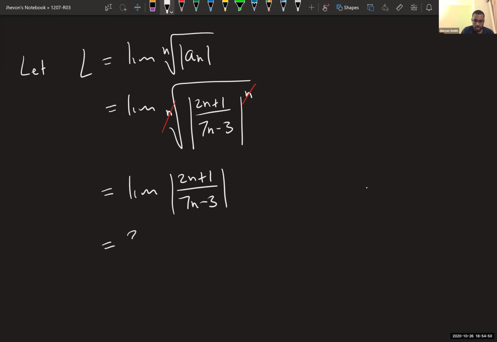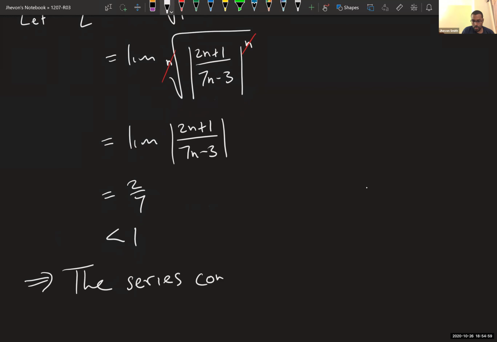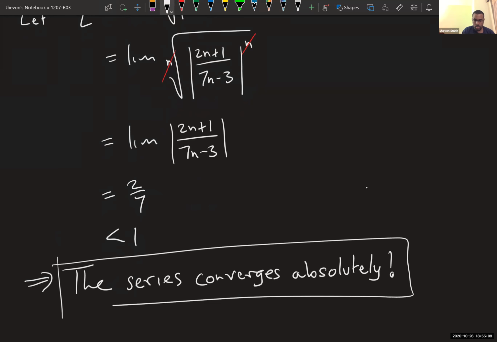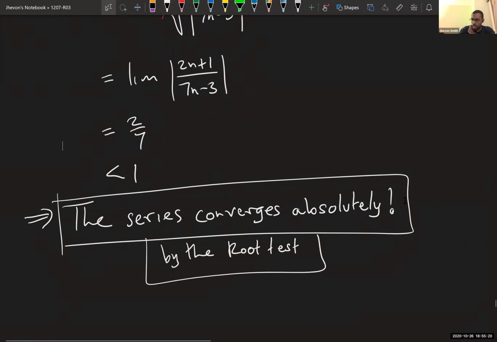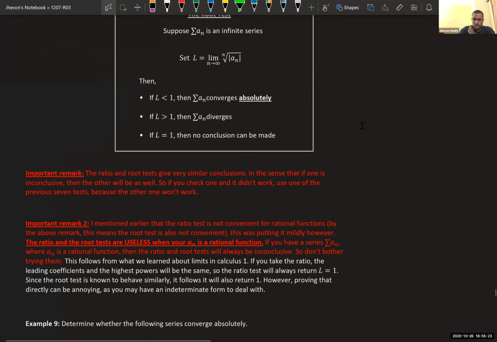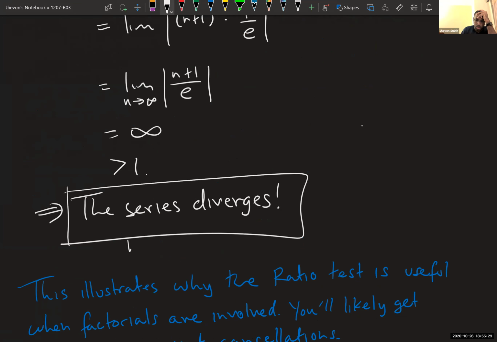Two sevenths. 2/7 happens to be less than 1. This means the series does converge, and it converges absolutely. And you can say by the root test. Especially in your work, I'd like you to indicate what test you're using.